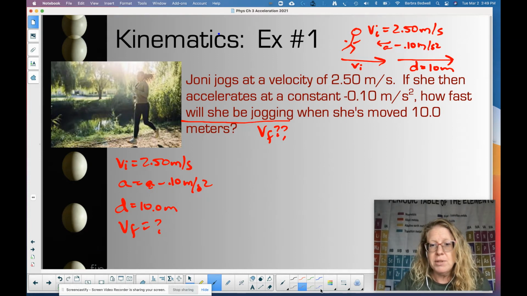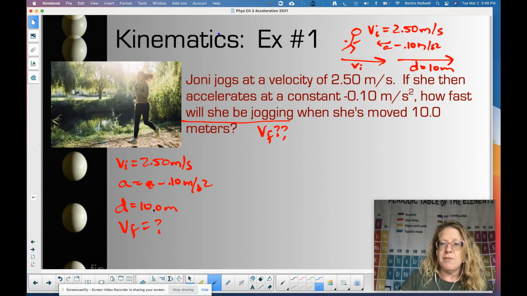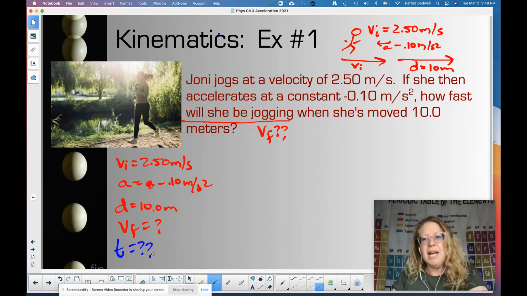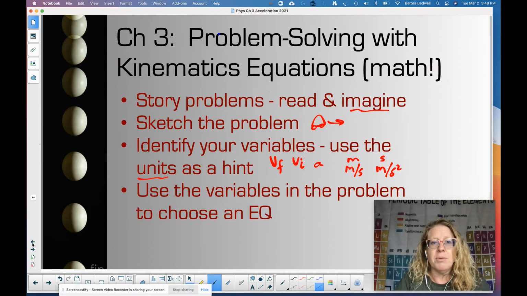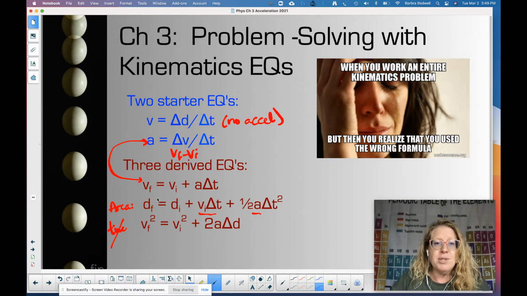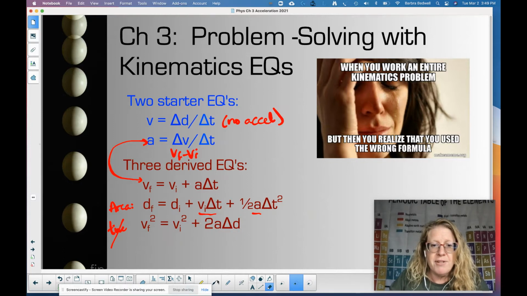So again, going through these few steps of identifying what you know and what you don't know can give you a hint. Now, what I'm noticing I'm missing is time. It's always the thing to look for. Because if I don't have time, there's one and only one equation that I can use. So I'll go back to my list. There's only one equation that doesn't have time in it, and it's this bottom one. Do I have VI? Yep, it's given in the problem. Acceleration is given. Displacement, how far she's going, is given, and I don't have time. I'm trying to find VF. So that's the equation that I want to use.